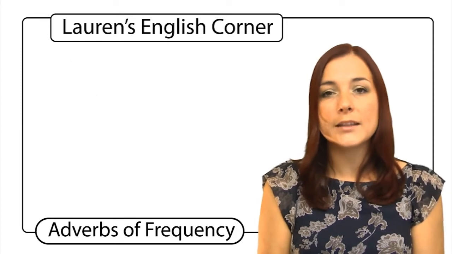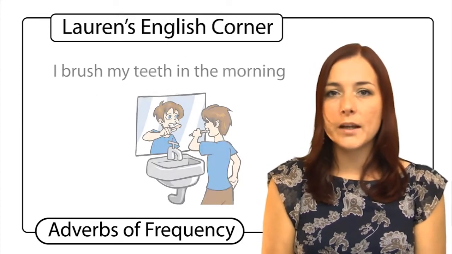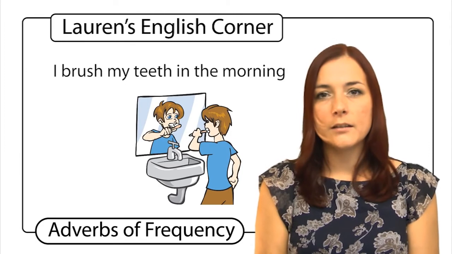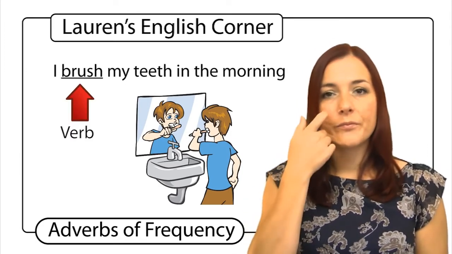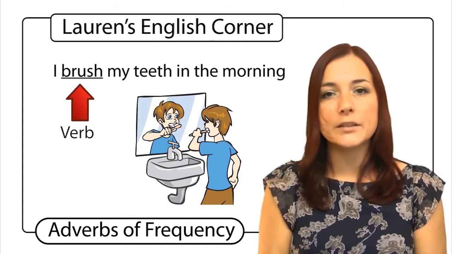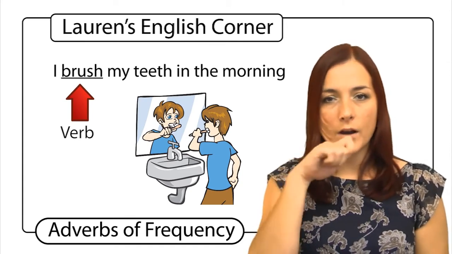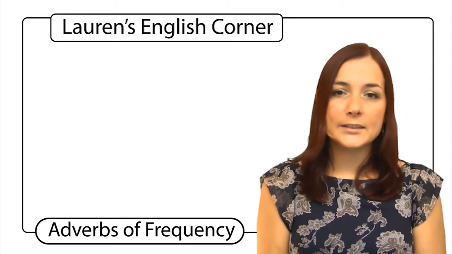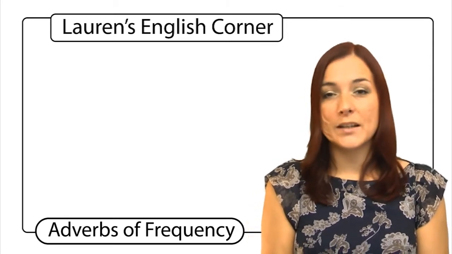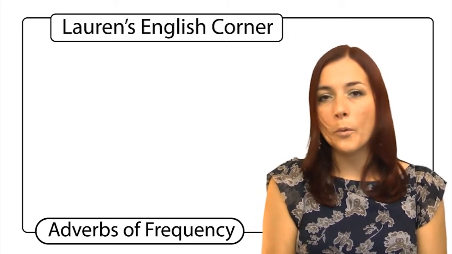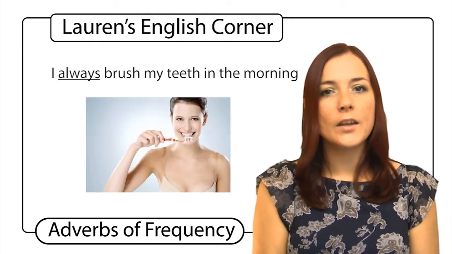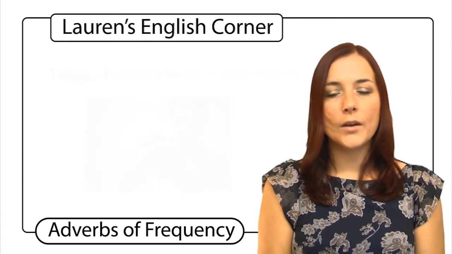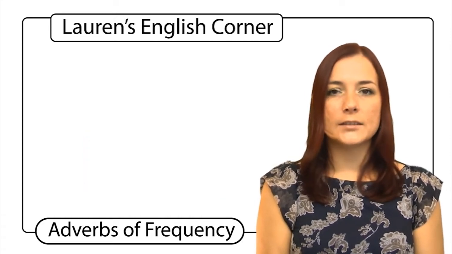So for example, in the sentence, I brush my teeth in the morning, the verb or action is brush. So the adverb of frequency must go before the verb, brush. In this case, every day I brush my teeth, so I'm going to use always. I always brush my teeth in the morning. Okay, so here's your first sentence.